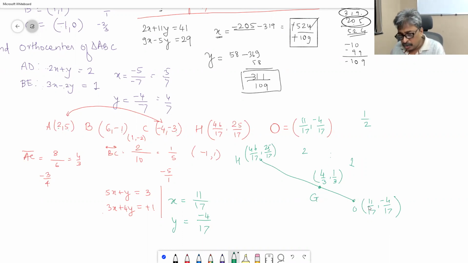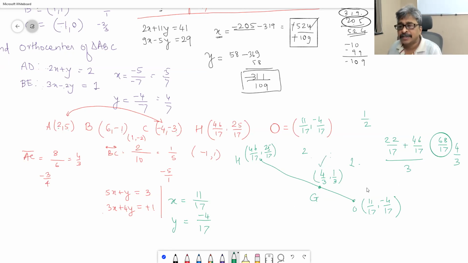Cross check. 2 into this, 22/17 plus 46/17, upon 3. How much is this? 8, 68. 68/17 upon 3 is equal to 4/3. Yes.